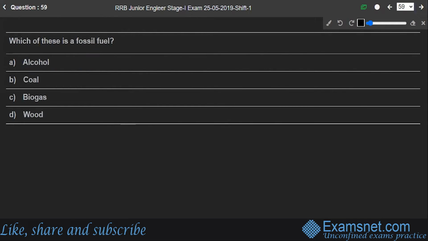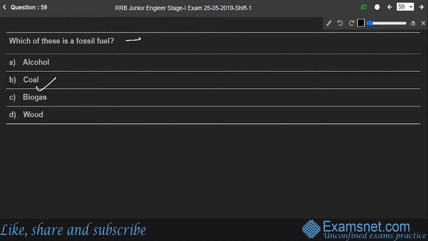Next is question number 59. Which of these is a fossil fuel? Alcohol, coal, biogas, or wood? Right answer, option B, coal. Coal is a type of fossil fuel. Fossil fuels are formed by natural processes such as anaerobic decomposition of buried organisms under heat and pressure.